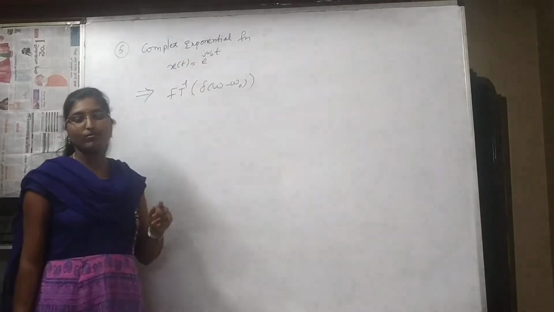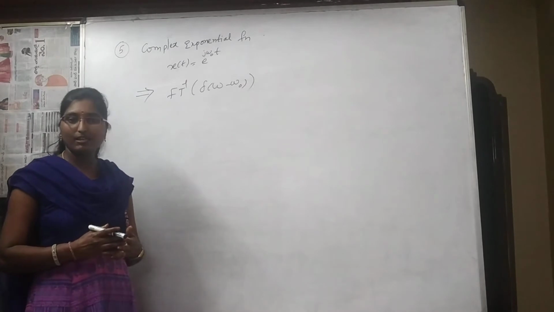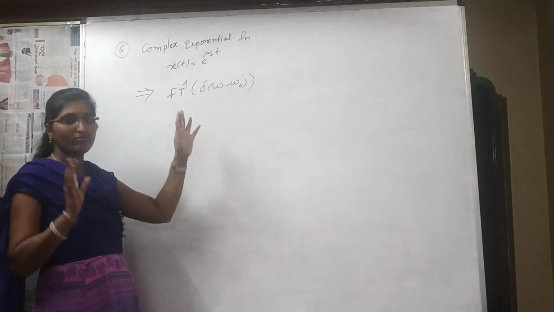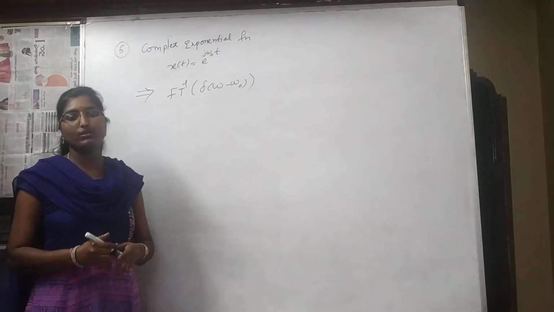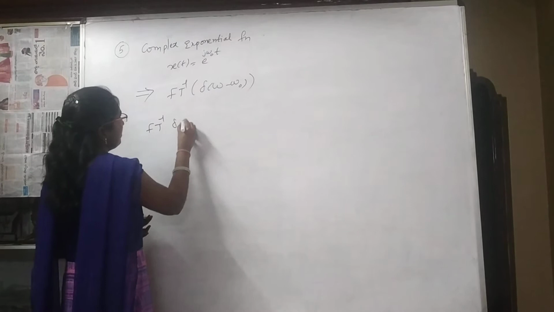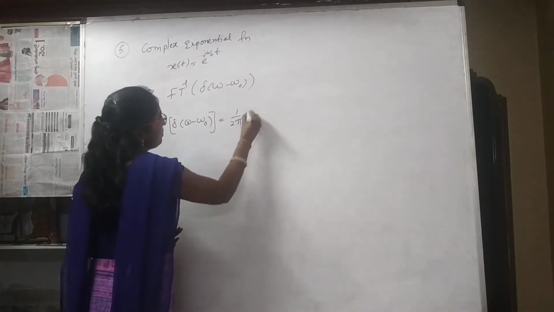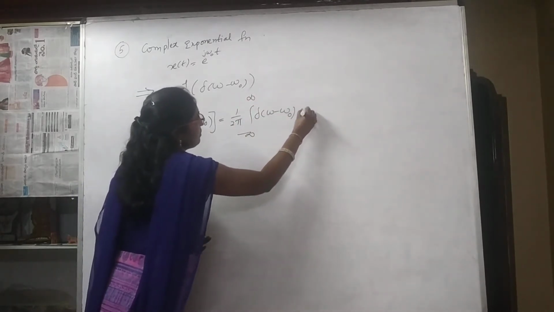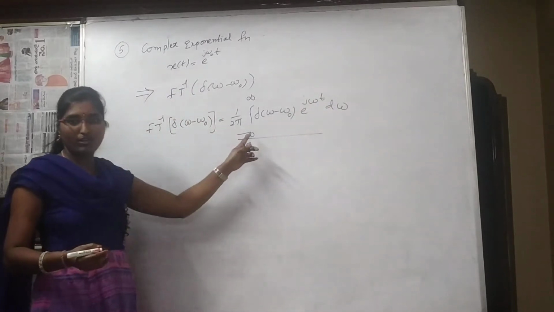And the next function is the complex exponential function, e power j omega naught t, and this is also not an absolutely integrable function, and we can't go for the direct Fourier transform. Again we have to apply the inverse Fourier transform. Let us check with one kind of function. Let us check for FT inverse of del of omega minus omega naught. That is 1 by 2 pi integral over minus infinity to infinity, where the function is del of omega minus omega naught e power j omega t d omega, and this function we have to integrate.